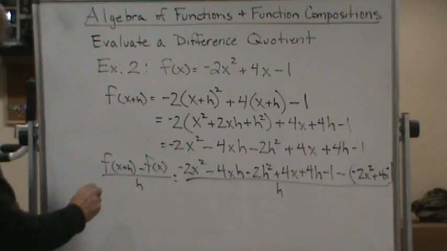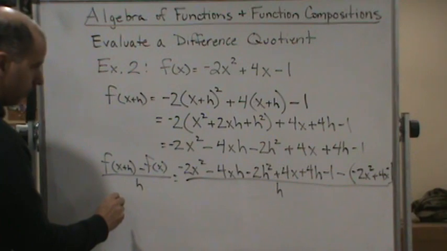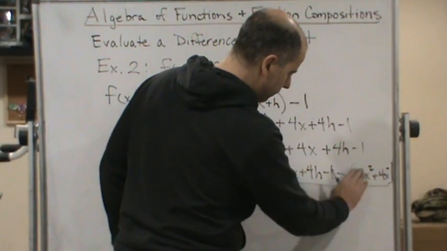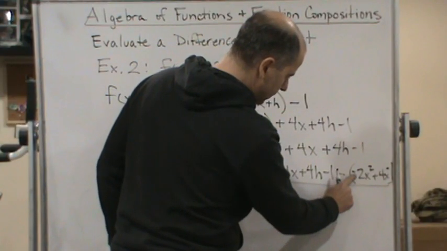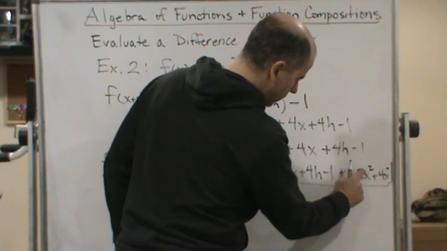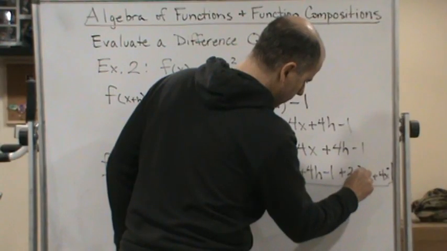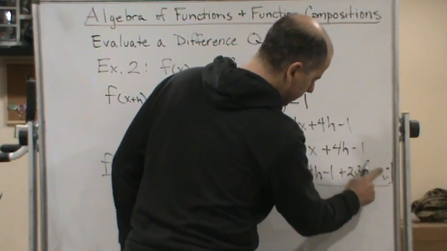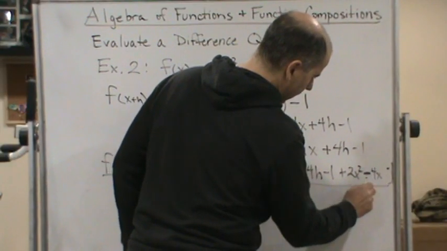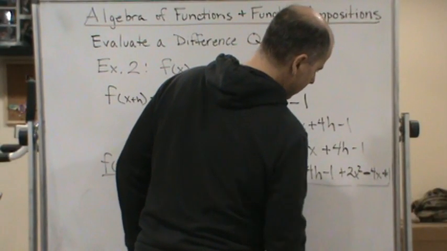Now I'm going to start here and distribute this. The negative here, because I'm subtracting off this whole thing, is going to make this negative 2 positive. So this is going to become plus 2x squared, and then this is going to become a minus 4x, and this is going to become a plus 1 instead of minus 1.